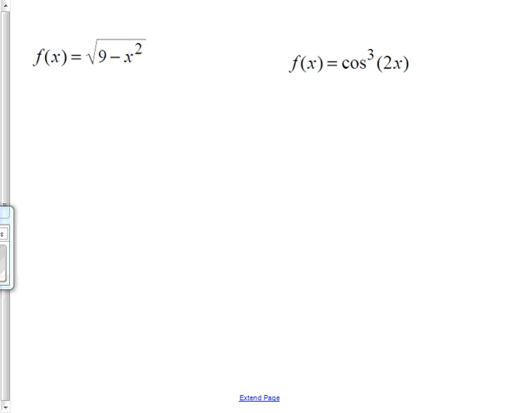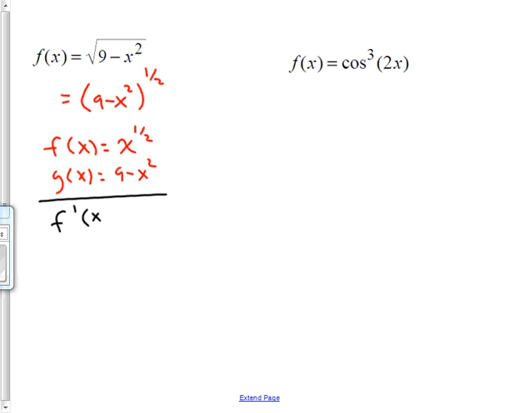Okay, so in doing the first one, what I think is very helpful is to re-express it as 9 minus x squared to the 1/2, knowing that something raised to the 1/2 is the same thing as the square root. And as soon as you do that, we can pretty quickly see what our f of x is. It's x to the 1/2, and our g of x is 9 minus x squared. So just for the meantime, f prime of x would be 1/2 x to the negative 1/2, and g prime of x would be minus 2x.